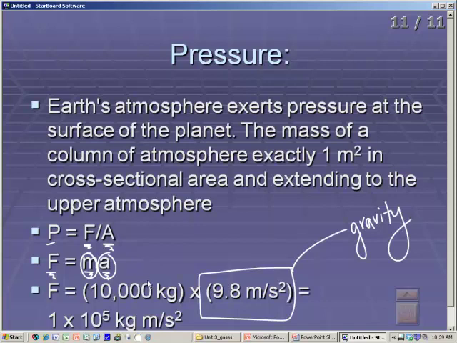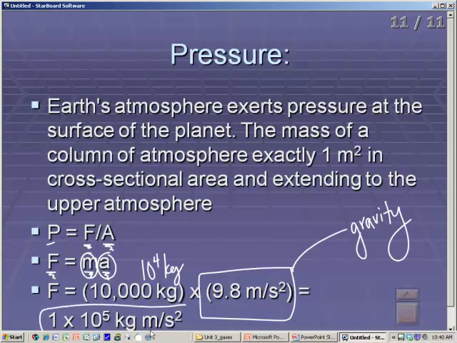And then, check this out. This 10,000 kilograms, do you guys remember that from the previous slide? That is 10 to the 4th kilograms. That's the amount of mass of a 1 meter squared section of sky above your head. That's how much it weighs. And then we have the acceleration of gravity. So check this out. The force applied on a 1 meter by 1 meter square of sky above your head would be 1 times 10 to the 5th kilogram meters per second squared.